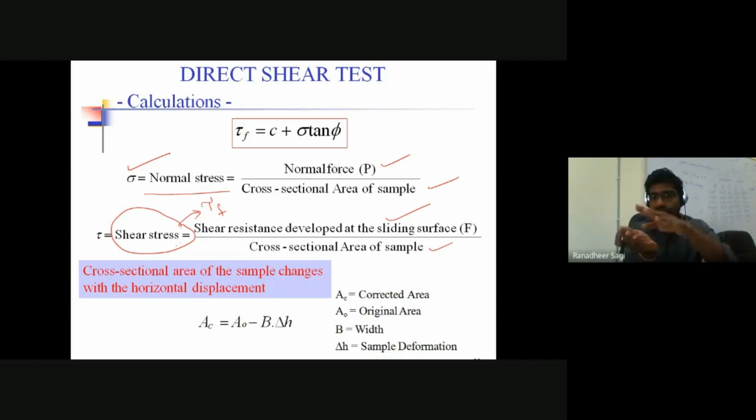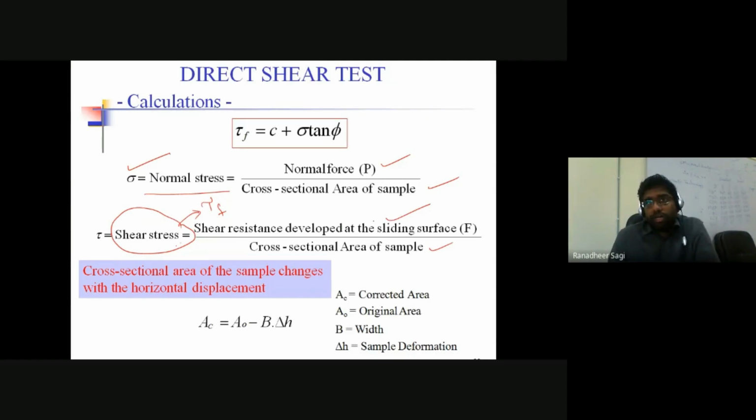So the soil in the top portion of the box and the soil in the bottom portion of the box get sheared relative to each other, and we see the surface of contact between the soil grains along which the shearing is happening. At different intervals of time, I can measure the proving ring reading, and that reading tells you how much shear force is getting developed at the surface of failure, divided by the cross-sectional area of the sample.